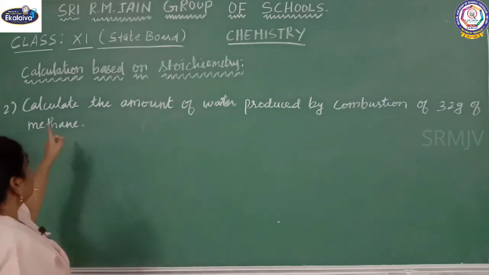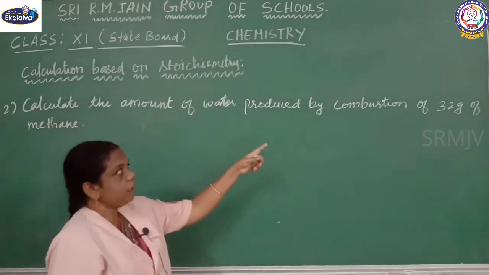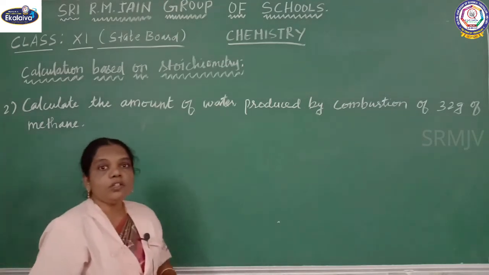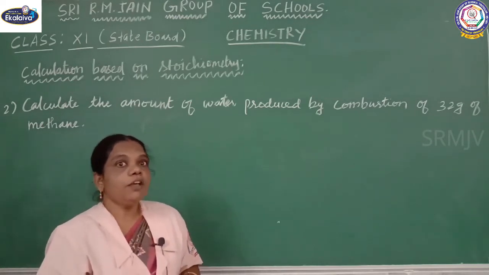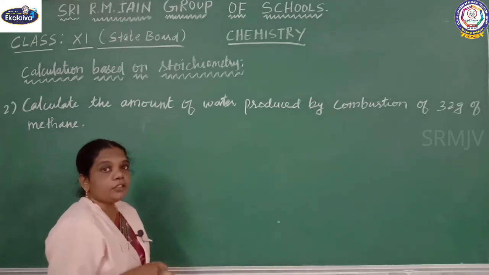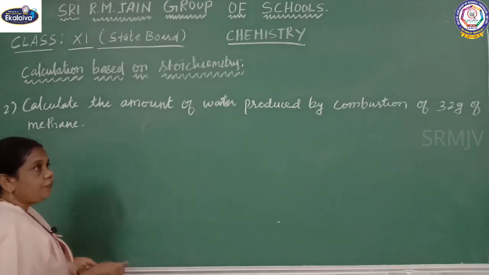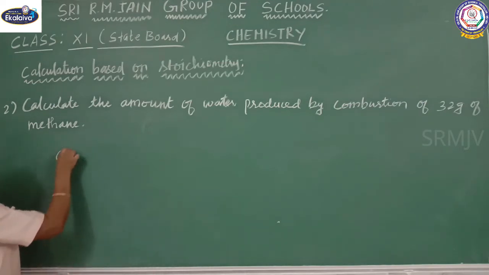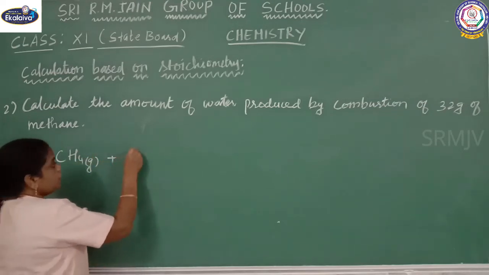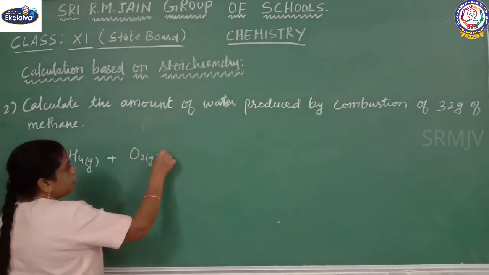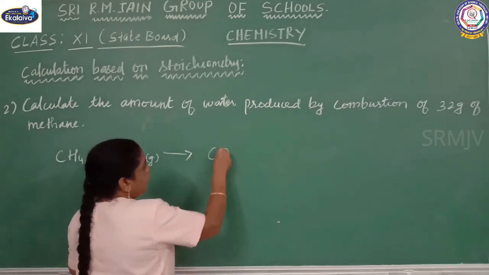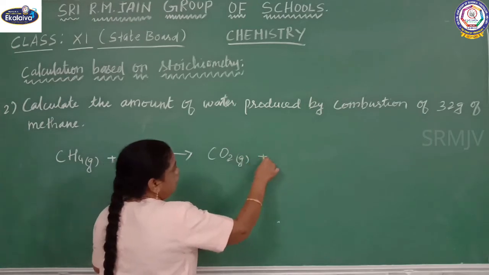So next sum: calculate the amount of water produced by the combustion of 32 gram of methane. You want to calculate the amount of water produced when you burn 32 gram of methane. First write the stoichiometric equation for the combustion of methane. Methane, CH4, for combustion burning, oxygen is required. While it burns, it produces carbon dioxide gas and water.